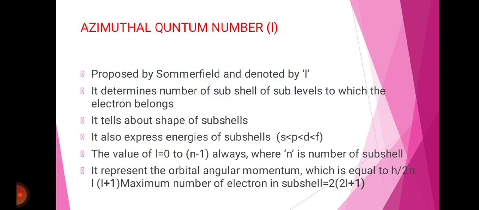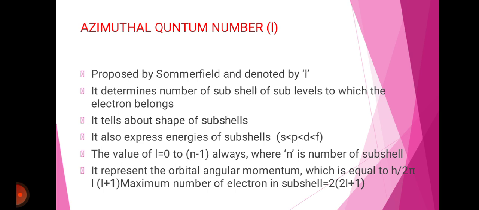And the second one is the azimuthal quantum number, proposed by Sommerfeld and denoted by the small l. It determines the number of subshells or sublevels to which the electrons belong, and also tells you about the shape of the subshells, and also expresses the energy of the subshells, that is s is greater than p, and p orbitals are greater than d and f. The value of l is equal to 0 to n minus 1. Always n is the number of the subshells.